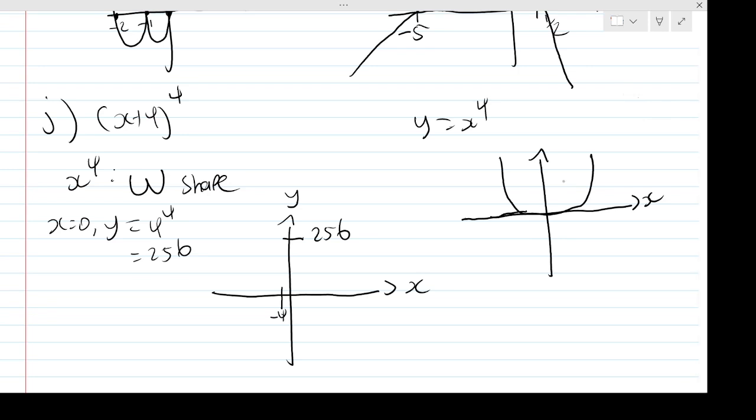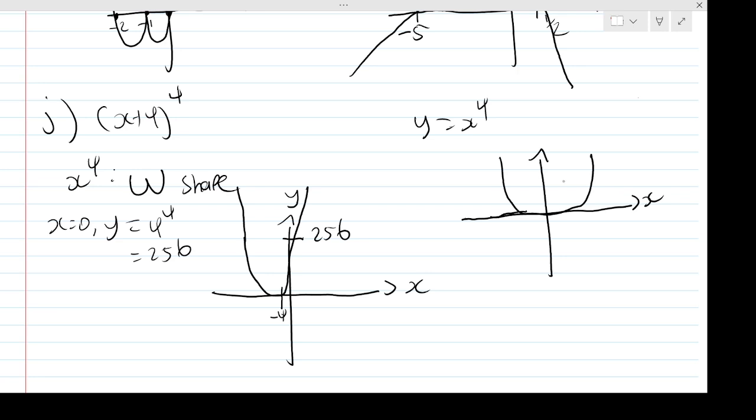So that's x to the 4. Well, then x plus 4 is going to be exactly the same thing. It's going to have that same sort of shape. It's going to go down like this, touch it like this, and then shoot back up like that. Okay, there we are. So it's going to look like that sort of graph.